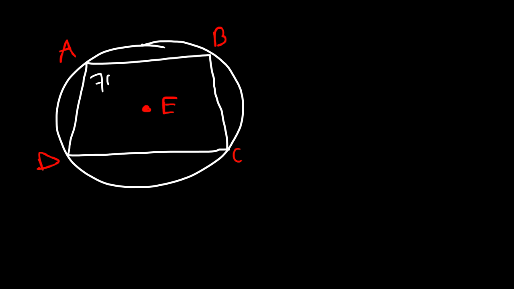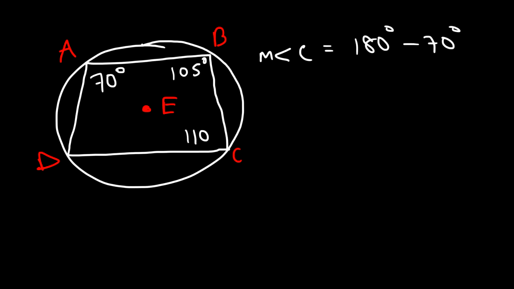So let's say angle A is 70 and angle B is 105. What's the measure of angle D and C? So A and C are opposite angles, so that means that they're supplementary, which means that they add up to 180. So angle C is going to be 180 minus 70, which is equal to 110.